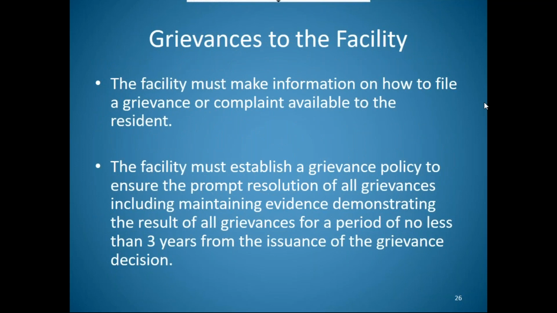585 also says that the facility must make information on how to file a grievance or complaint available to the resident. This is usually done on admission. Usually your grievance and complaint procedures are given to the resident. Also, there are postings throughout the building. And it says the facility must establish a grievance policy to ensure the prompt resolution of all grievances, including maintaining evidence demonstrating the result of all grievances for a period of no less than 3 years from the issuance of the grievance decision.